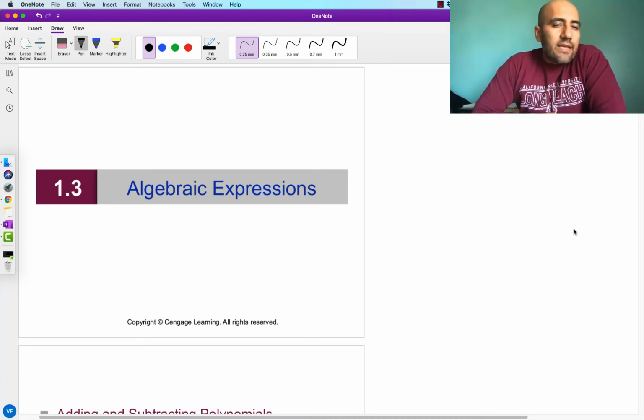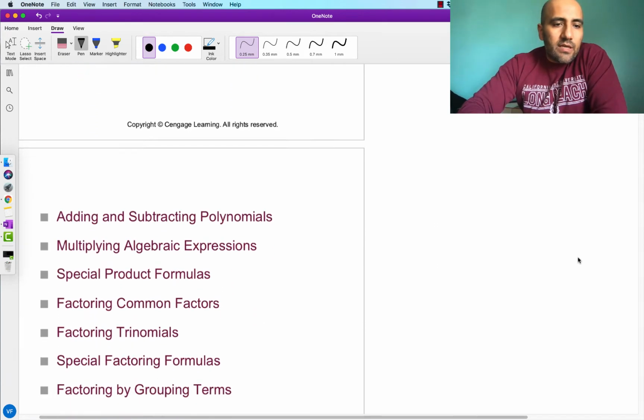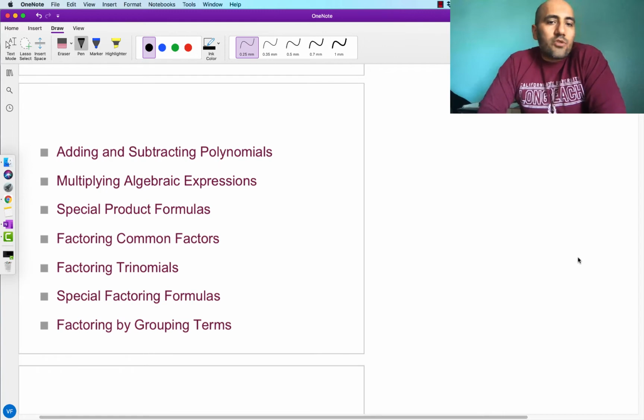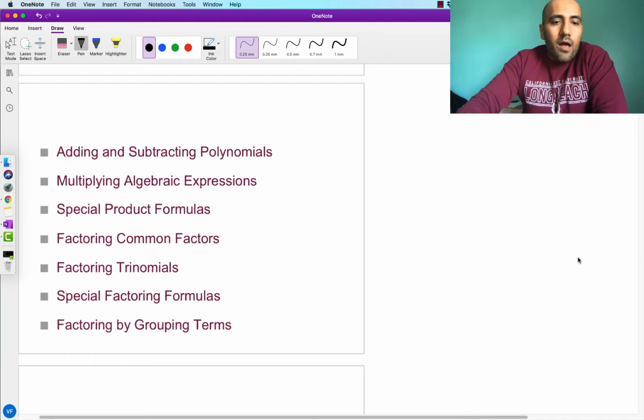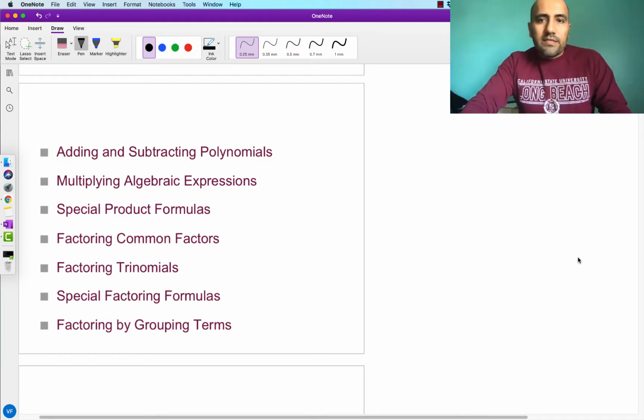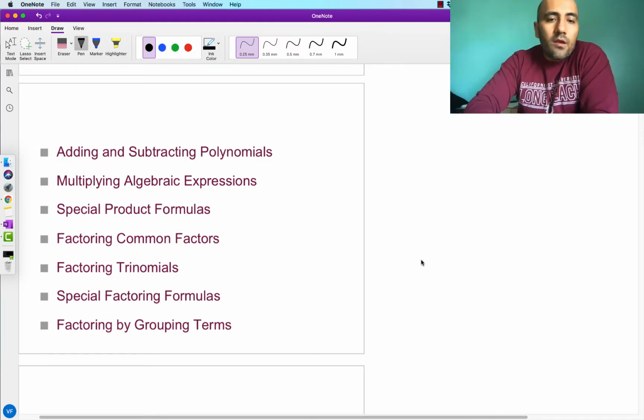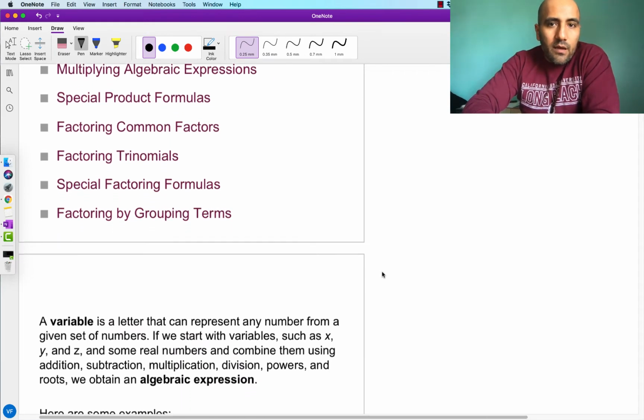Okay, Chapter 1, Section 3, Algebraic Expressions. In this section, we're going to be covering adding and subtracting polynomials, multiplying algebraic expressions, special product formulas, factoring common factors, factoring trinomials, special factoring formulas, factoring by grouping terms. So a lot of factoring of polynomials, at least some of the simpler cases. Okay, but first we're going to start with some definitions.